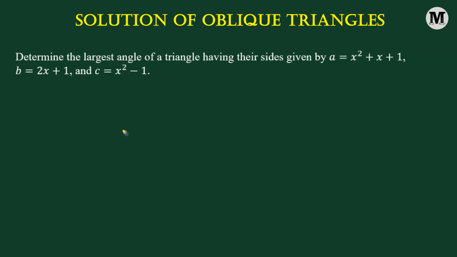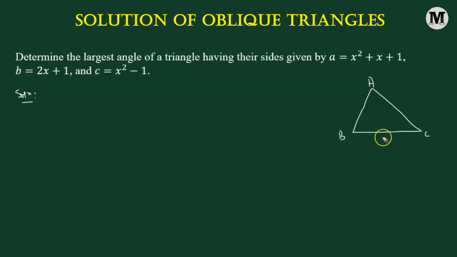Determine the largest angle of a triangle whose sides are given. Let us begin. Now in this problem, we have a triangle whose sides are given as a, b and c. So let's say we consider a triangle with sides. Let's call this triangle ABC.